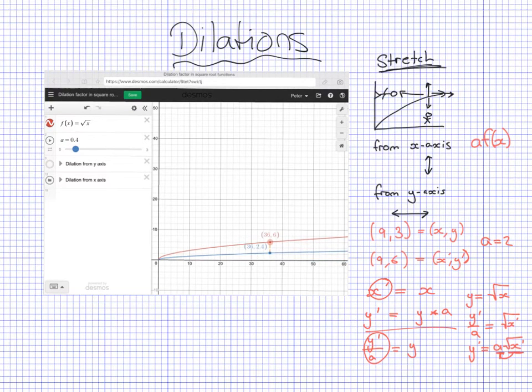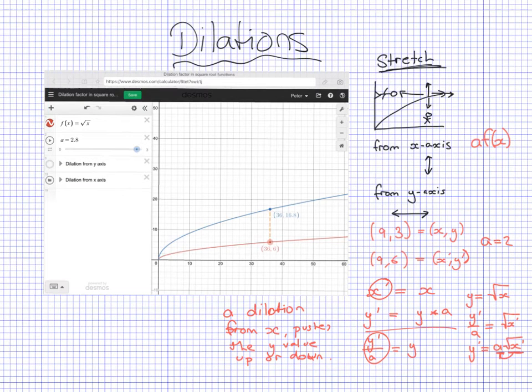So, to sum it up, a dilation from x pushes the y value up or down. Remember that. Dilation from x pushes the y value up or down.